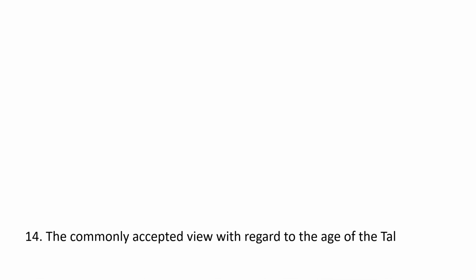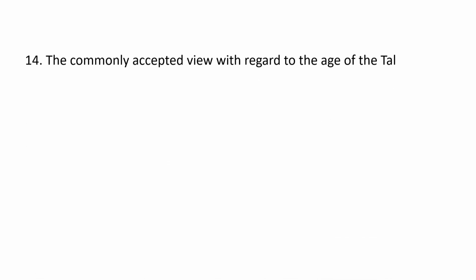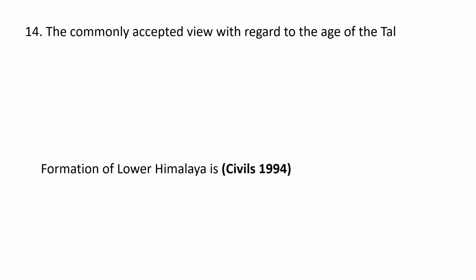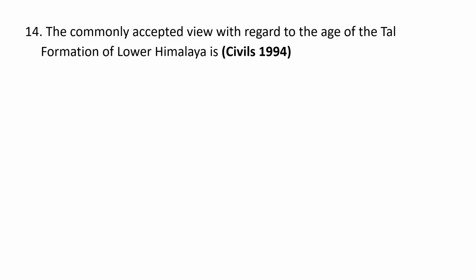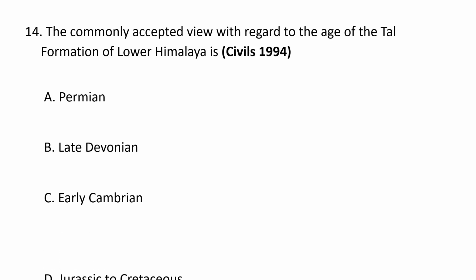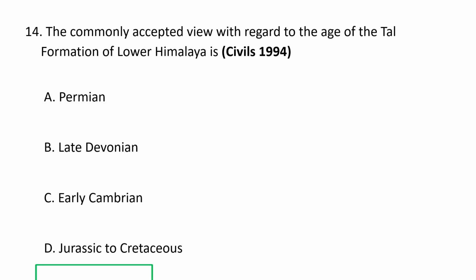Next question. The commonly accepted view with regard to the age of the Thal formation of lower Himalayas is: A. Permian, B. Late Devonian, C. Early Cambrian, D. Jurassic to Cretaceous. The correct option goes as C.